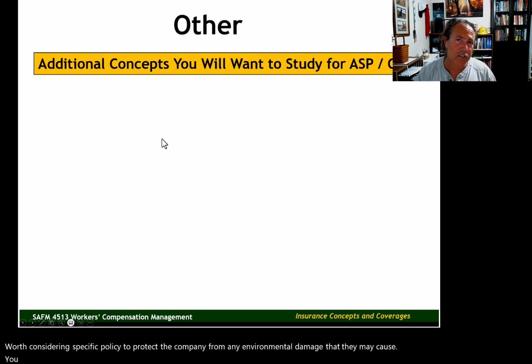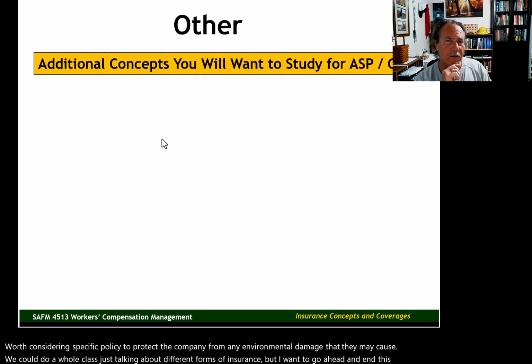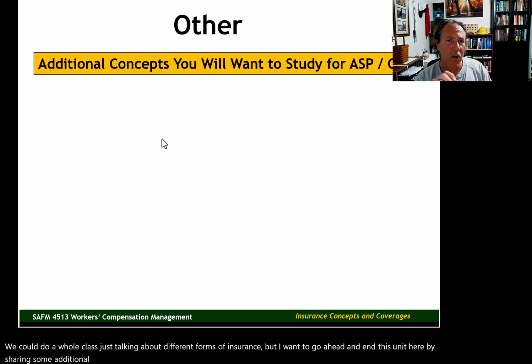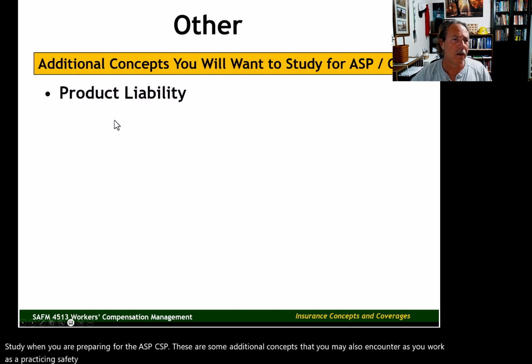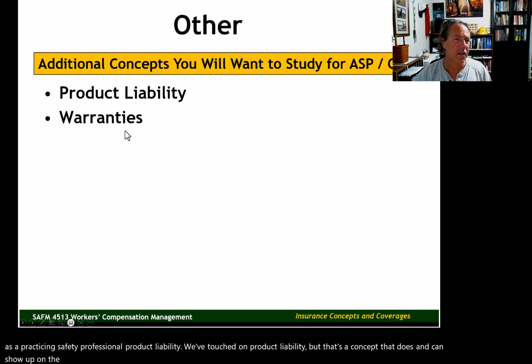We could do a whole class just talking about different forms of insurance, but I want to end this unit here by sharing some additional concepts with you that you should study when you are preparing for the ASP, CSP. These are some additional concepts that you may also encounter as you work as a practicing safety professional. Product liability, we've touched on it, but that's a concept that can show up on the certification exams. Warranties, different types of warranties.